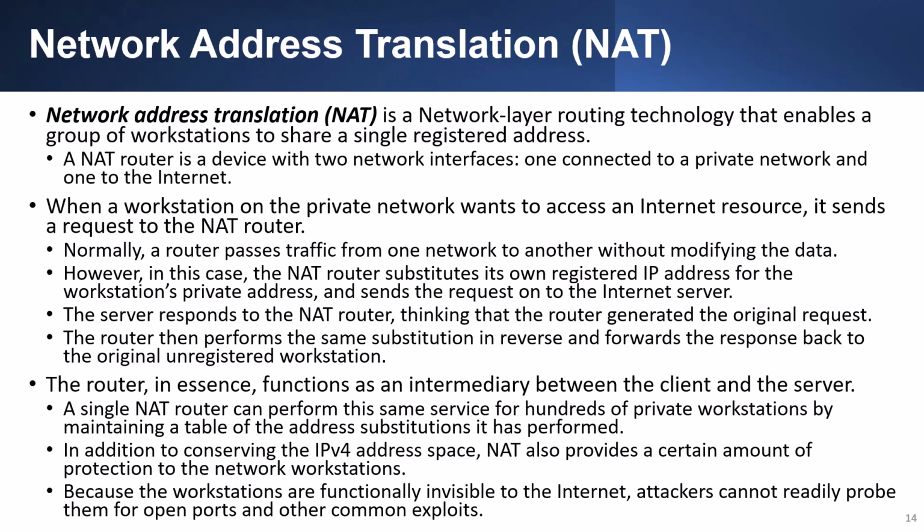The server responds to the NAT router, thinking that the router generated the original request. The router then performs the same substitution in reverse and forwards the response back to the original unregistered workstation. The router, in essence, functions as the intermediary between the client and the server. A single NAT router can perform the same service for hundreds of private workstations by maintaining a table of the address substitutions it has performed. In addition to conserving the IPv4 address space, NAT also provides a certain amount of protection to the network workstations. Because the workstations are functionally invisible to the internet, attackers cannot readily probe them for open ports and other common exploits.